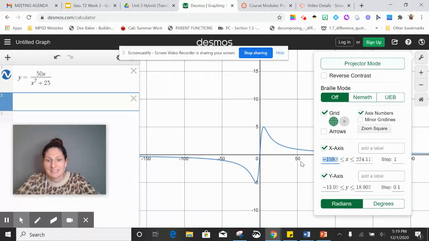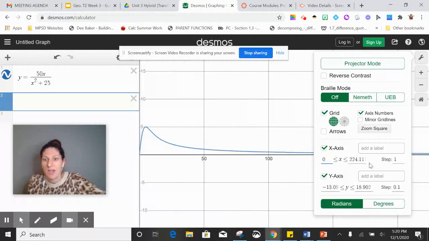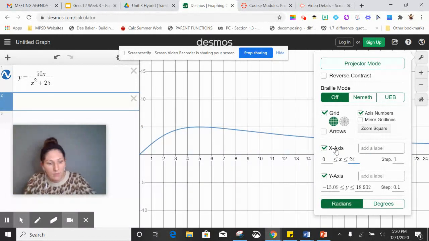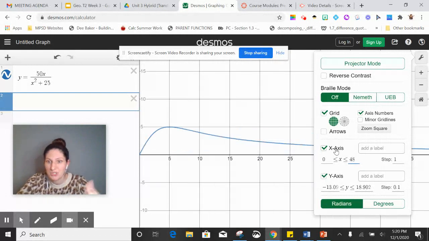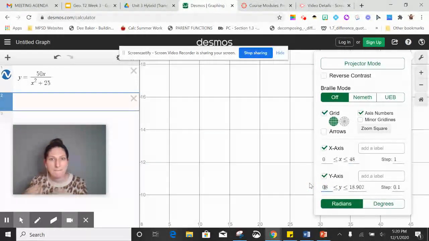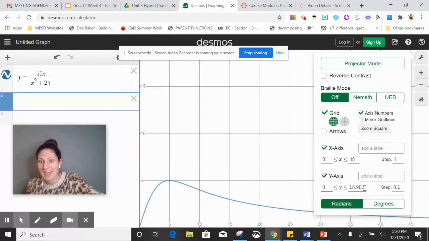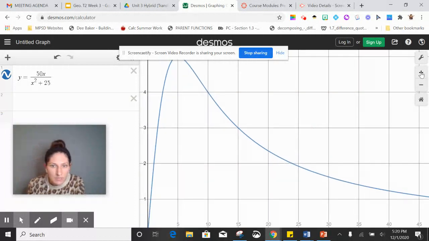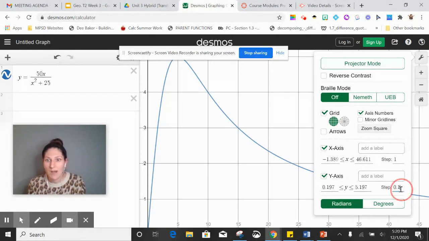My x-axis is time. So maybe I want to know over a span of a day, so 24 hours. And maybe I want to know more than that, like what's happening after 2 days. For my y-axis, we know that maximum value wasn't really that high. It was 5 milligrams, so that's a good view of the problem. You can always adjust your window. For example, instead of going by 1 on your y-axis, if you wanted to go by something different, you could.